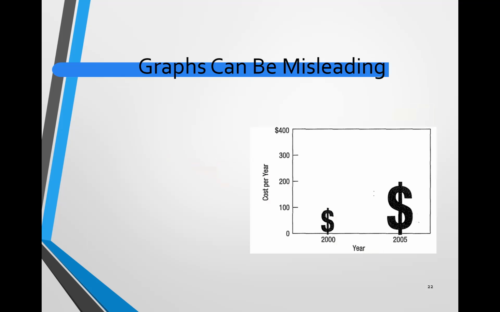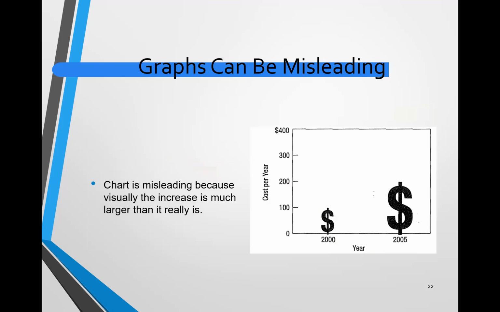So another important point over here: graphs can be misleading. Yes, graphs can be misleading. There is an example for that, because there is no hard and fast rule to make a graph. There are many ways to make a graph, and you can choose either way to construct it. So here you can see this is a cost per year. In 2000 the cost was around 100, and in 2005 the cost is around 2000.